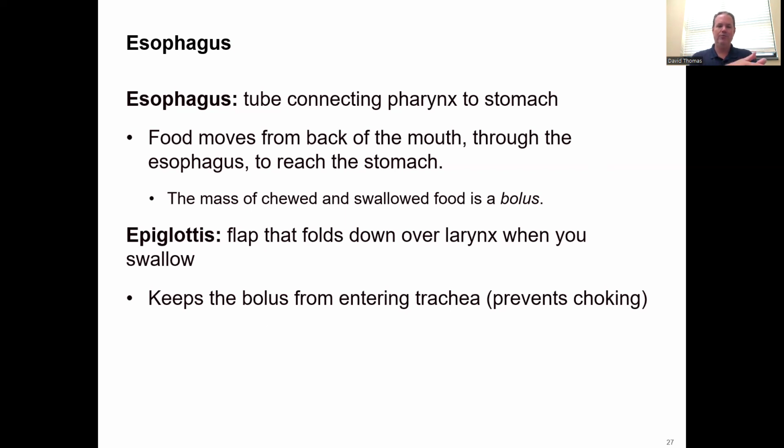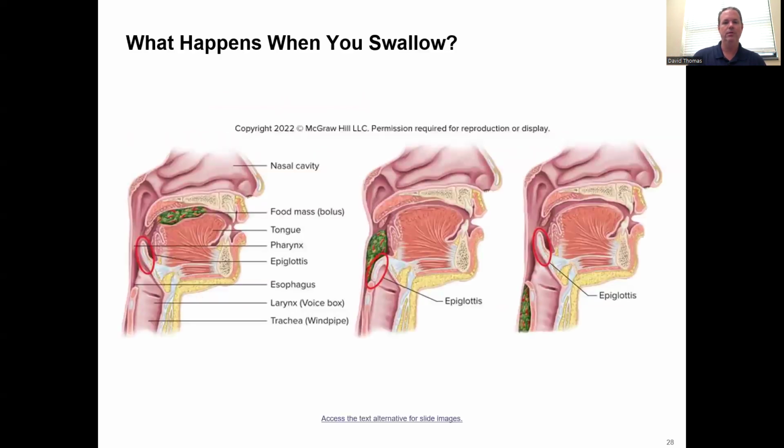That basically protects that little voice box area. You can feel your Adam's apple in the front part of your neck there. That's the larynx region. And so that epiglottis closes over whenever you swallow, to make sure that food goes down the esophagus, down to the stomach.